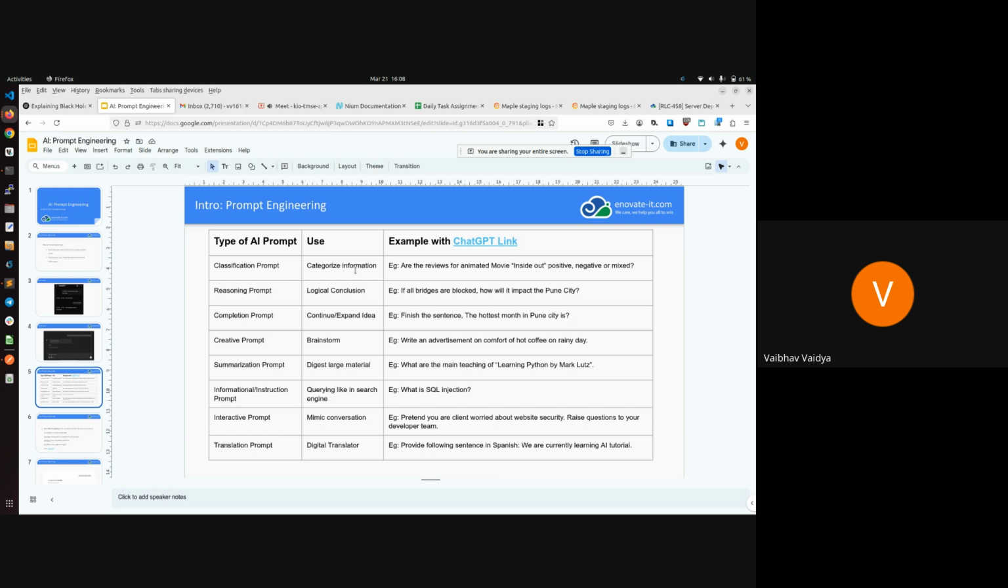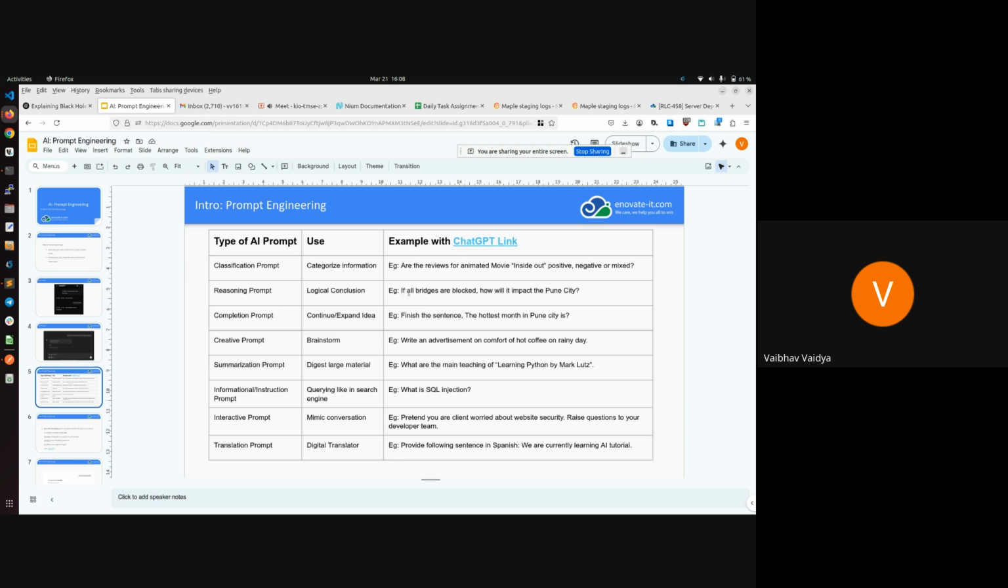What is a reasoning prompt? A reasoning prompt in this case is a logical conclusion. Suppose, for example, a very simple logical conclusion: if there's a light switch and I flick it from the on position to off, what will happen in the room? So I've expanded this small example into something bigger.